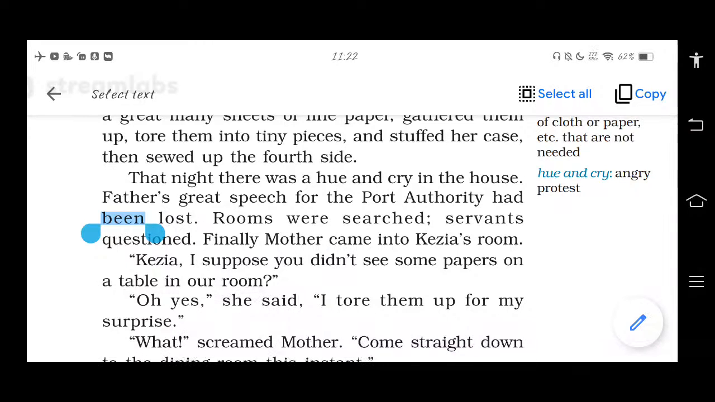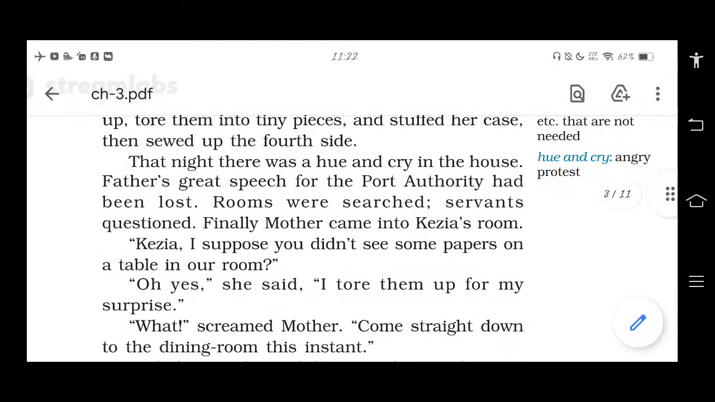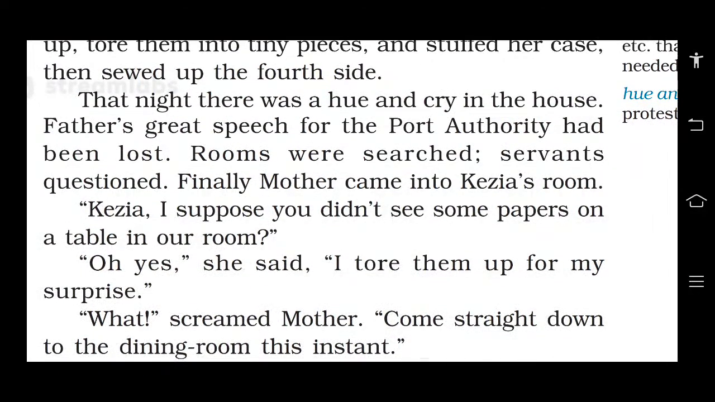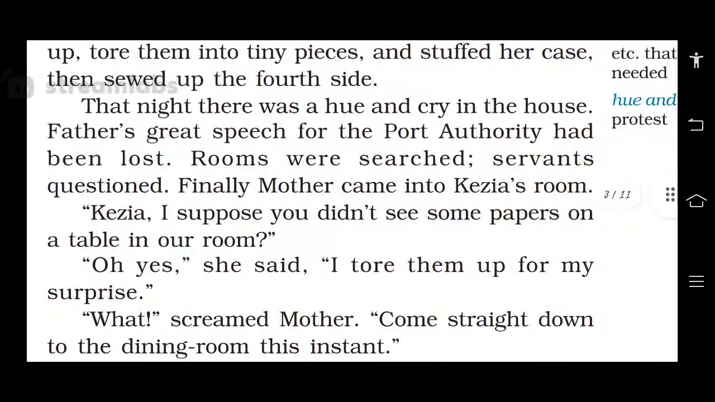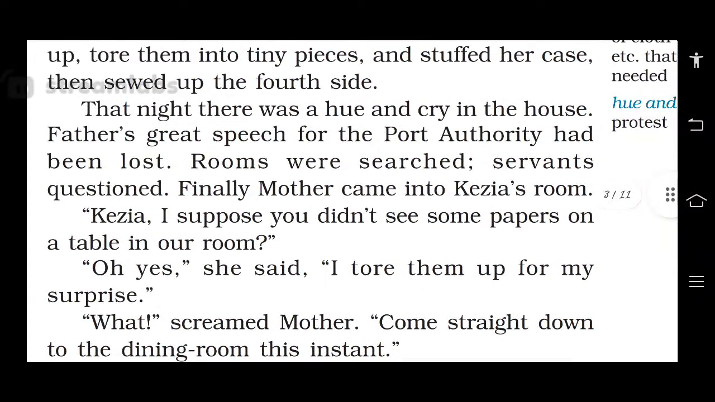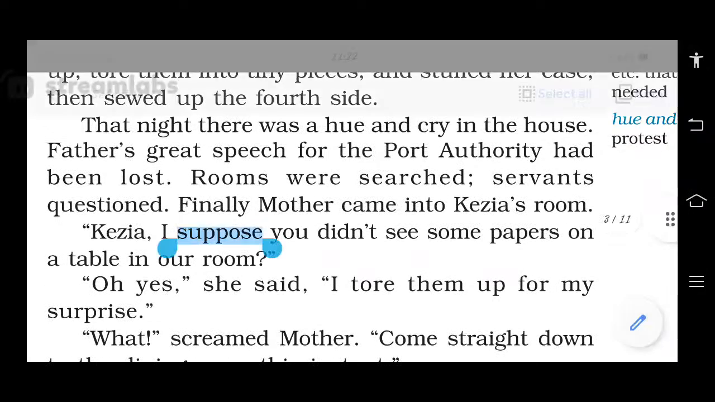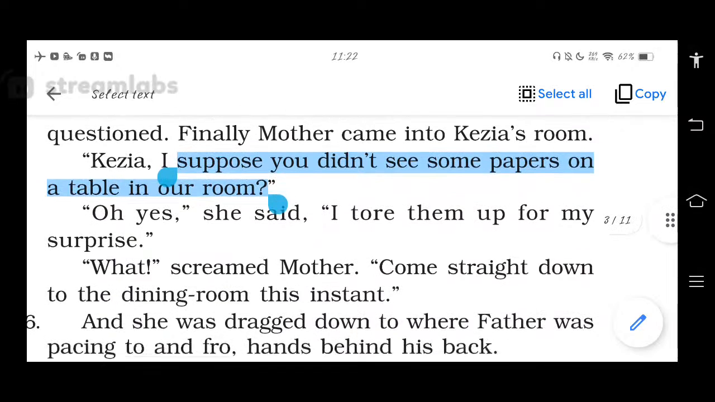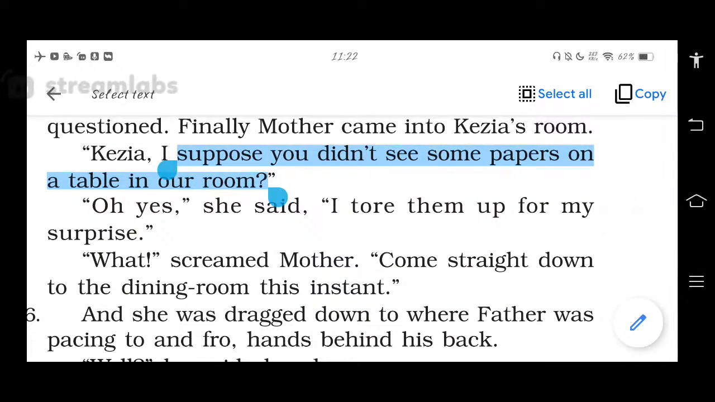Okay. Right, rooms were searched, servants questioned. Finally, mother came into Kezia's room. Kezia, I suppose you don't see some papers on the table in our room. So her mother asked Kezia, I suppose you did not see some papers on the table in our room. Very next, Kezia replied, oh, yes. She said, I tore them up for my surprise.